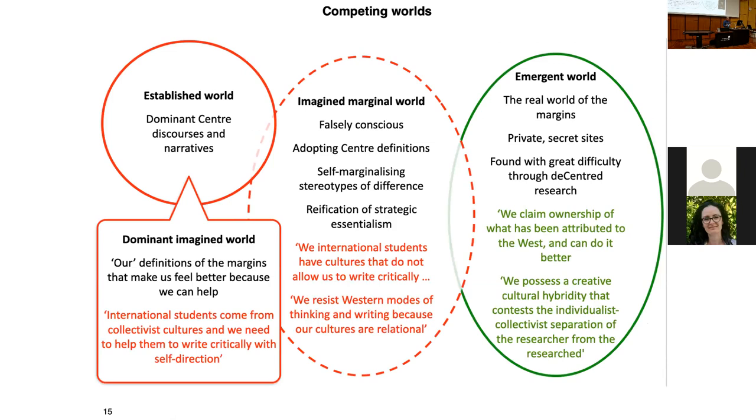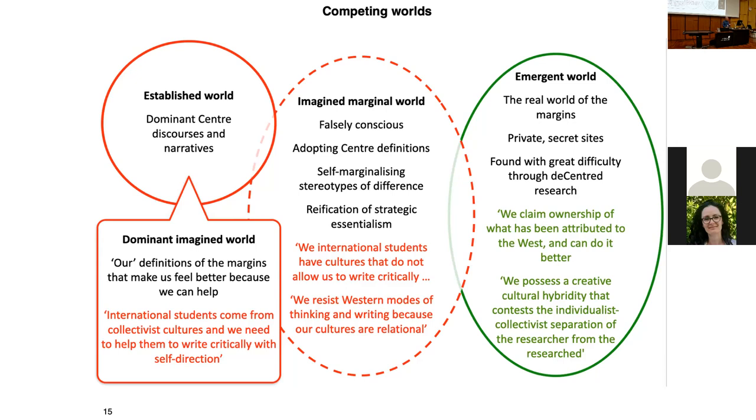Okay, so this is the end. This is a diagram I've been using for a long time, but I write different things into it. The established world on the left is the dominant center discourses and narratives. And this is fed by our imagination of the world, our definition of the margins that make us feel better because we can help. International students come from collectivist cultures and we need to help them to blah, blah, blah, blah.